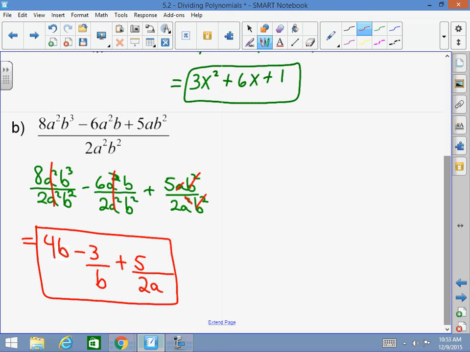Bless you. Yes, sir. No, I had 1a here, and I had a squared here. So I got rid of 1a here, I get rid of 1a here, and I'm left with 1a at the bottom. Thank you, sir. Yes, sir. No, because it's not 3b, it's 3 over b, sir.